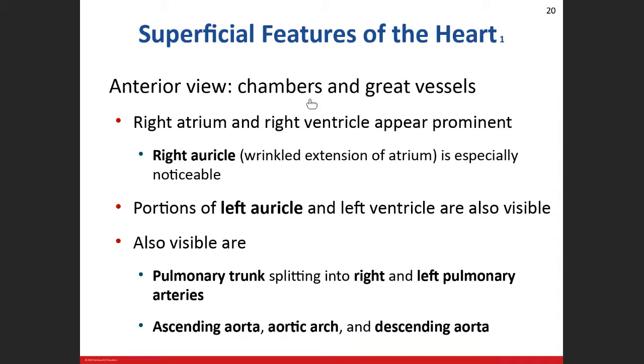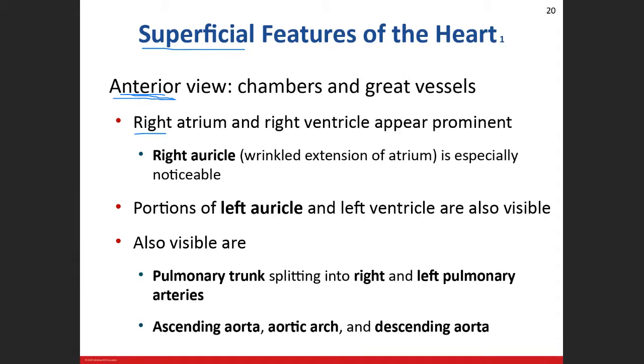All right, so here we're going to start looking at the superficial features. That means those are the features that we're going to see on the outside, superficially. Deep would be on the inside. So we're going to start off by looking at the front of the heart. On the anterior view, the front view of the heart, you will be able to see the right atrium and ventricle, because remember, the heart's twisted a little bit. So we will definitely be able to see those very well.